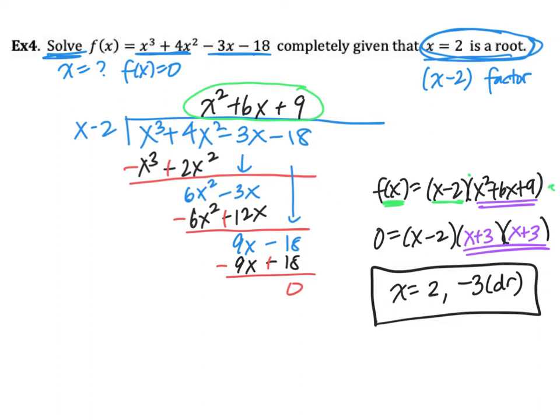X squared plus 6x plus 9, we can now factor that. What two numbers add to give you 6 but multiply to give you 9? Well, they're both positive. So 3 and 3, both positive, added to give us 6, multiplied to give us 9. And then we actually have to solve. So solve means set it equal to 0. So using our zero product property, either x equals 2, x equals -3, or x equals -3. Therefore, -3 has a multiplicity of 2, or -3 is a double root.